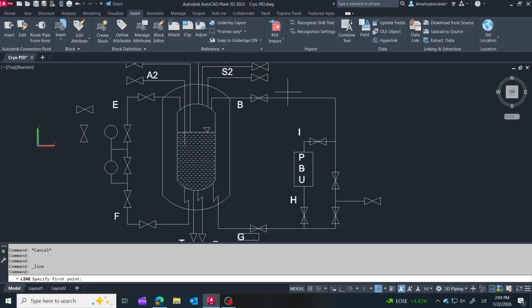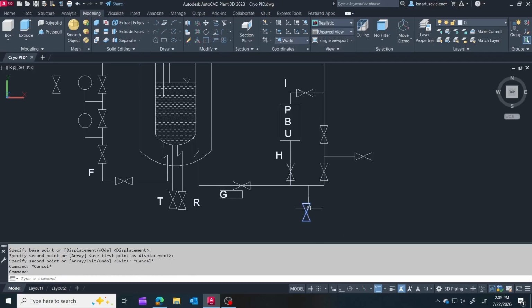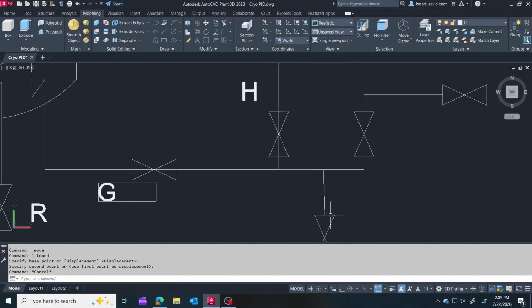Next, I'm adding the lower fill and drain connection. Under normal operation, this nozzle is rarely used. Its primary purpose is to completely drain the inner vessel during maintenance, inspection, or decommissioning. Having a dedicated drain connection allows the storage tank to be emptied safely without leaving liquid nitrogen trapped inside.